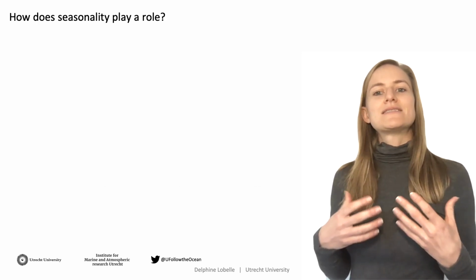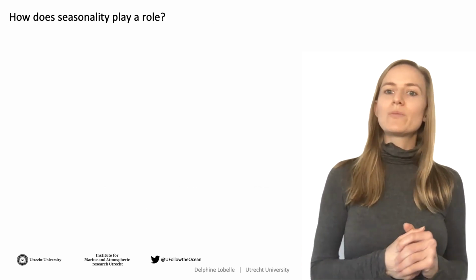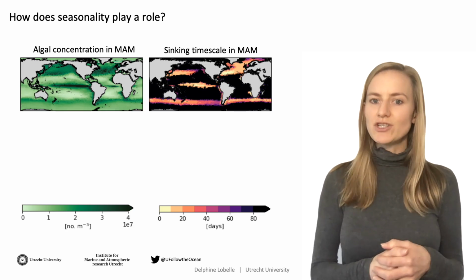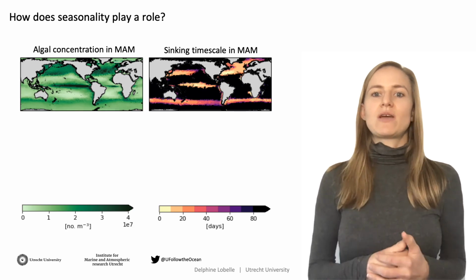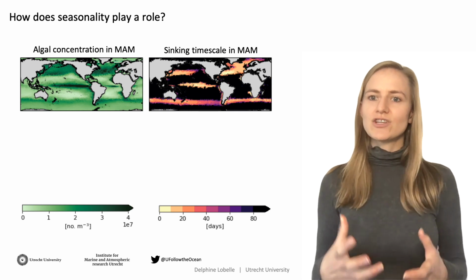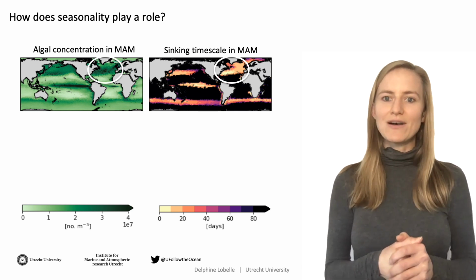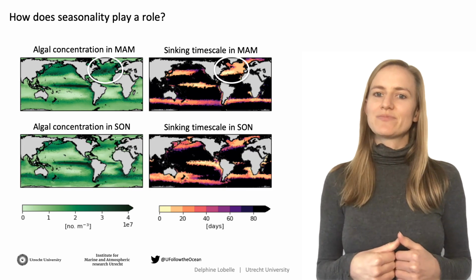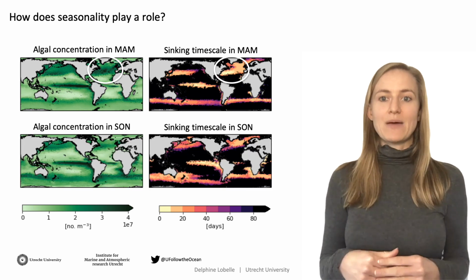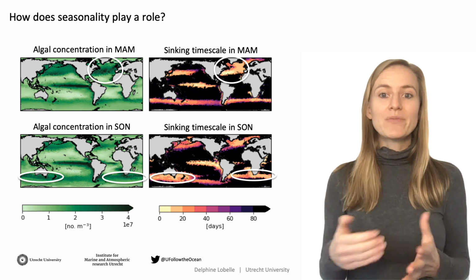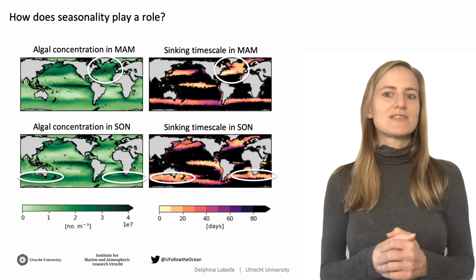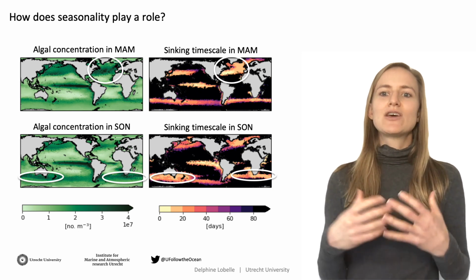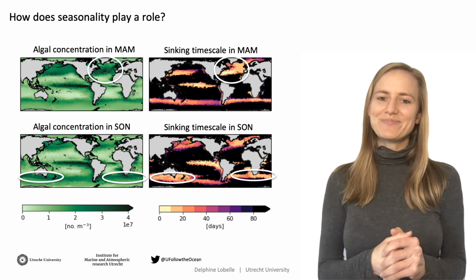Now, how does seasonality play a role? Well, by looking at the surface algal concentrations averaged over March, April, May, we see that the high concentrations in the North Atlantic due to the algal spring bloom lead to earlier sinking of the virtual particles. The same goes for the spring in the southern hemisphere during September, October, November, where higher algal concentrations are seen in the Southern Ocean and hence shorter sinking timescales.